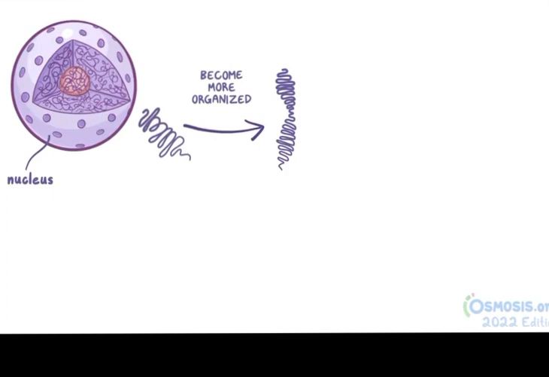Before replication, each of the chromatin noodles represents a single chromosome, which is made up of a single chromatid that contains a single DNA molecule. So 46 chromosomes, 46 chromatids, 46 DNA molecules.